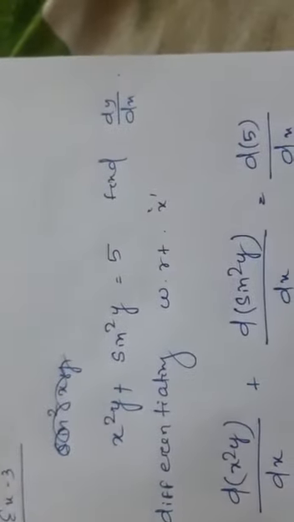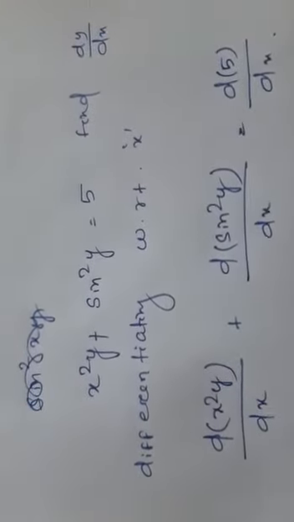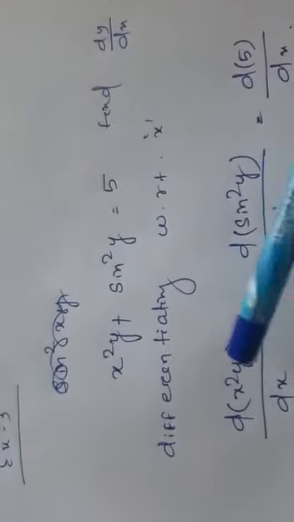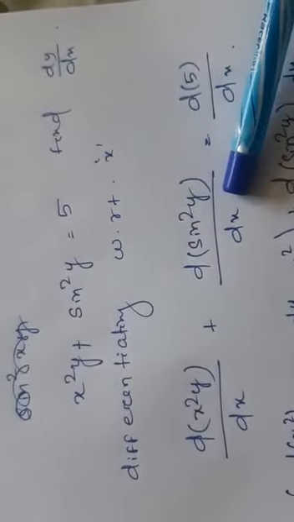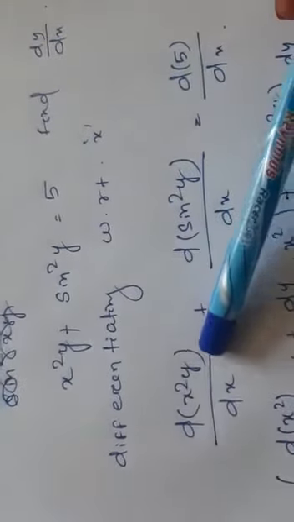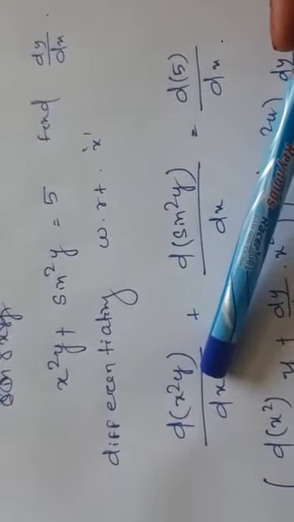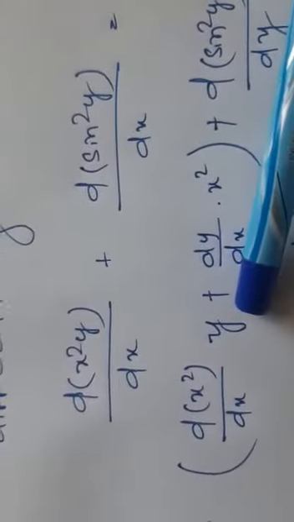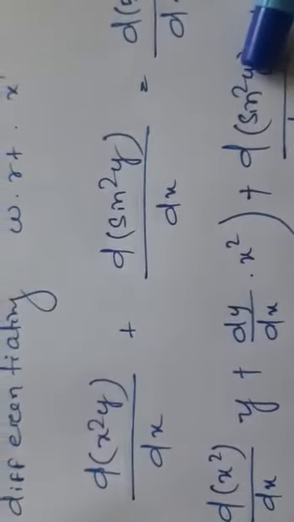Now the third example: x square y plus sin square y equal to 5. Find dy by dx. Again, the logic is very simple: differentiating with respect to x. So the derivative of x square y with respect to x, plus the derivative of sin square y with respect to x, equals the derivative of 5 with respect to x. Now for the x square y derivative, it is u into v, right? Now derivative of x square into y, plus derivative of y into x square, plus the derivative of sin square y.